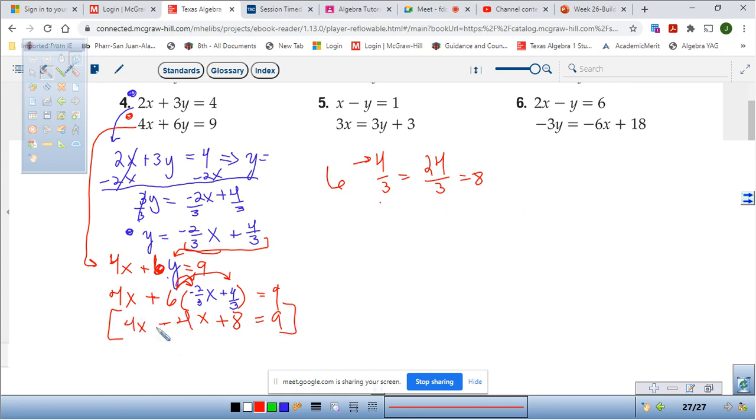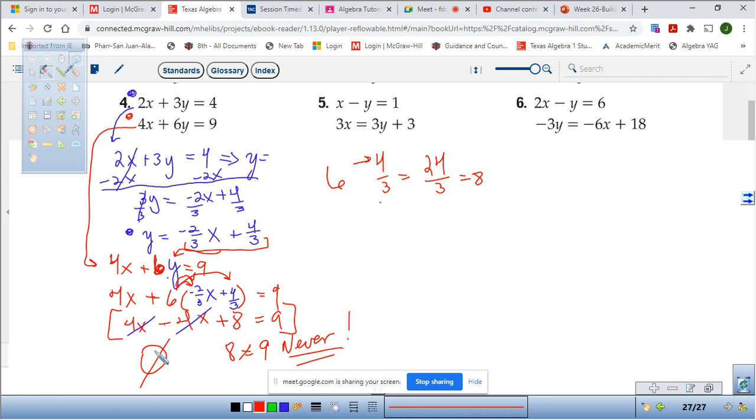You see how these would cancel out? 4x and negative 4x. You see that? And we'd get what? 8 is equal to 9. Hey, when is 8 equal to 9? Never. So guess what that means? No solution. Hey, Valeria, how did you know that?